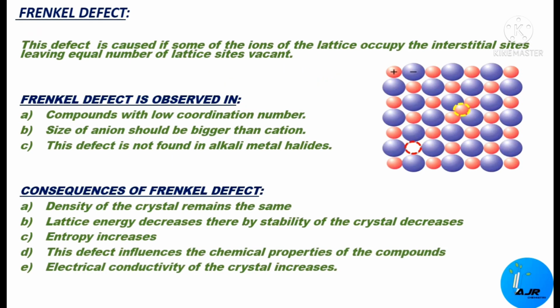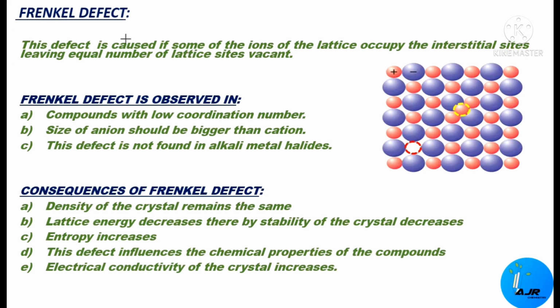So the next one is Frenkel defect. This defect was discovered and studied by a Russian scientist named Frenkel in 1926. This defect is caused if some of the ions of the lattice occupy the interstitial sites, leaving an equal number of lattice vacant sites. This type of defect occurs when some of the ions of the lattice occupy the interstitial space.